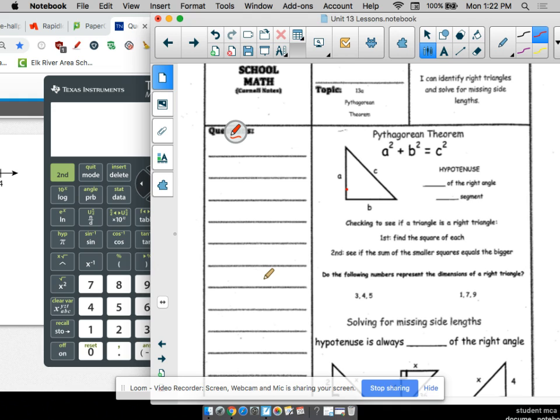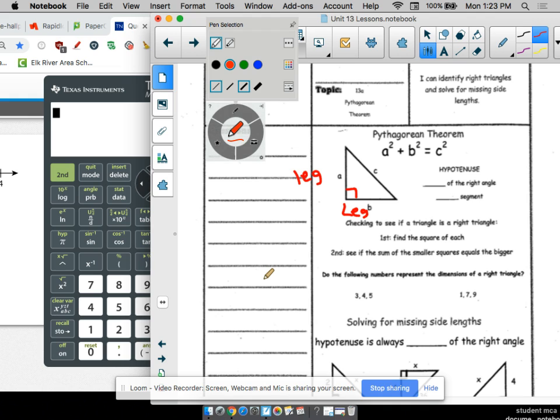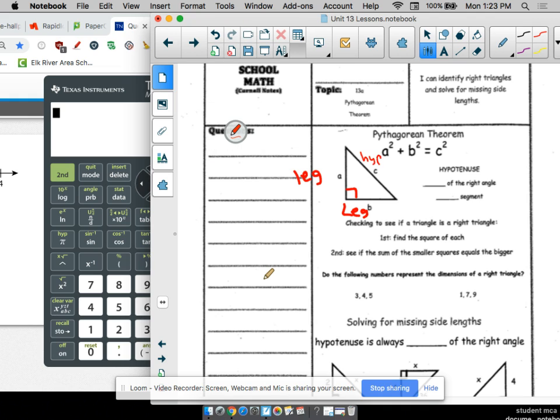What you need to know though: make your right angle here, that a and b will always create the right angle. A is called a leg and b is also called a leg. The legs are what create the right angle, and it's very important to know that. And c is what we call the hypotenuse. C is always the longest dimension, and it's always opposite, on the other side of the right angle.